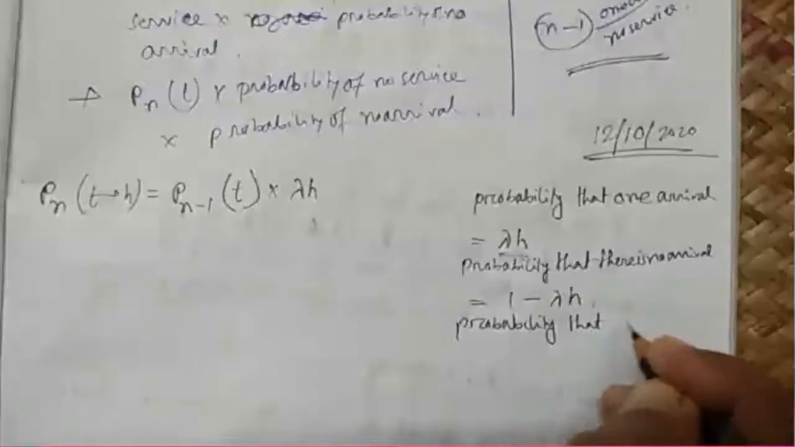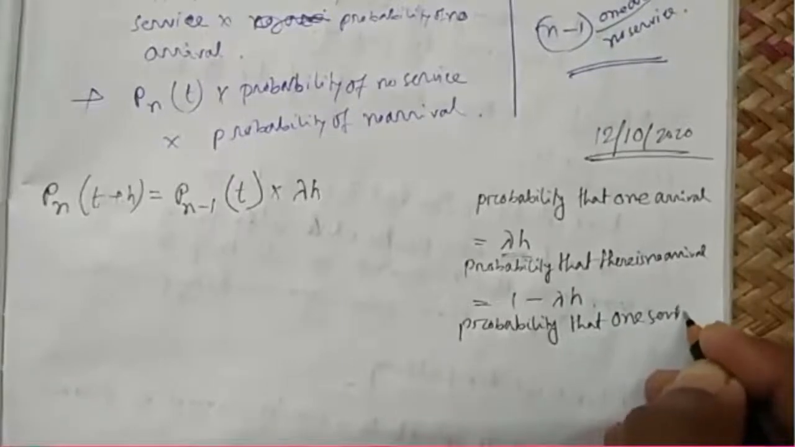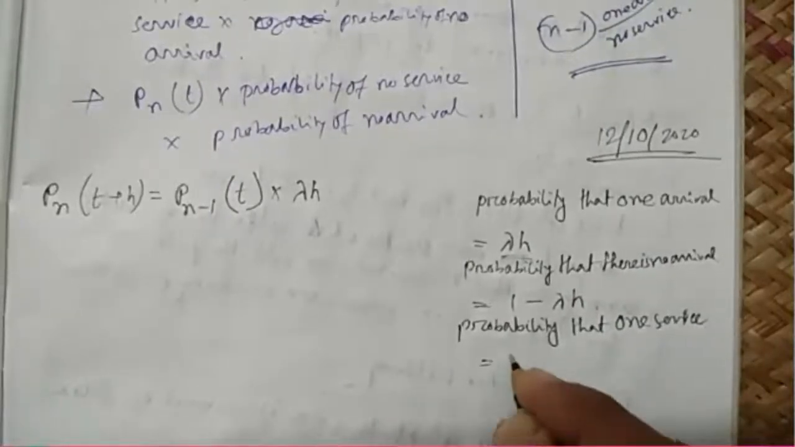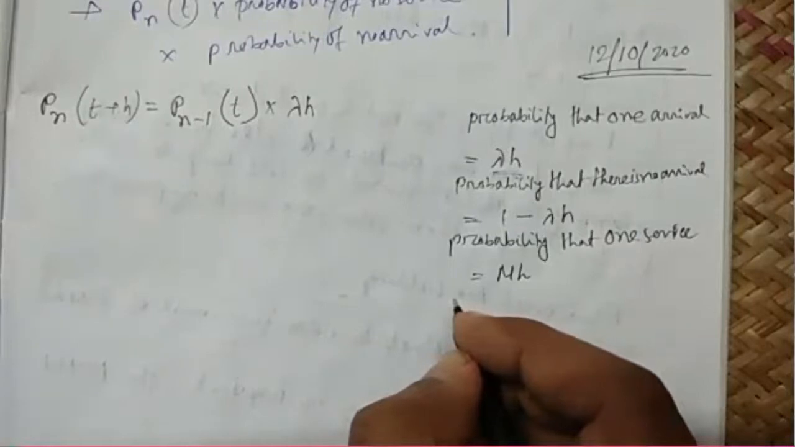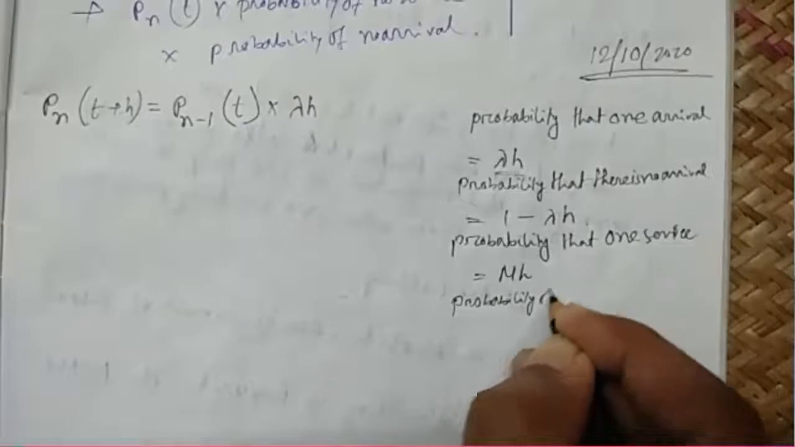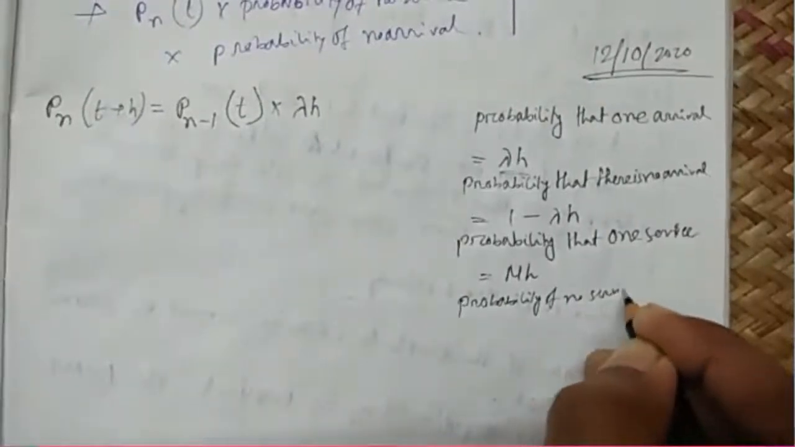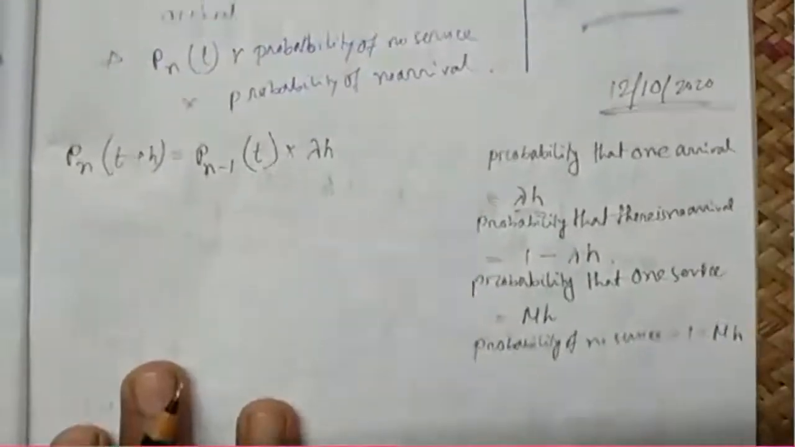the probability of one service is equal to mu h. That means the probability of no service is equal to 1 minus mu h. Sorry. Okay, so let's get back to the situation.